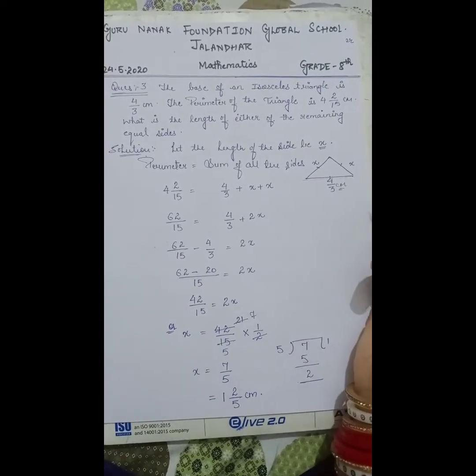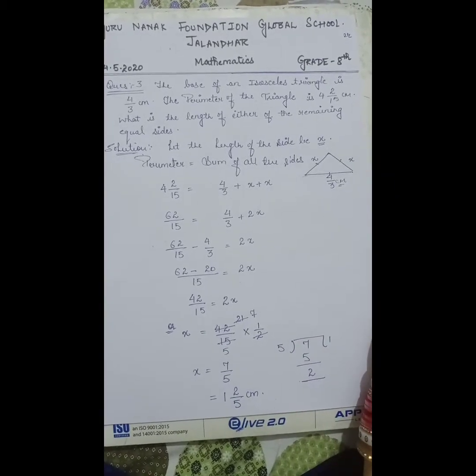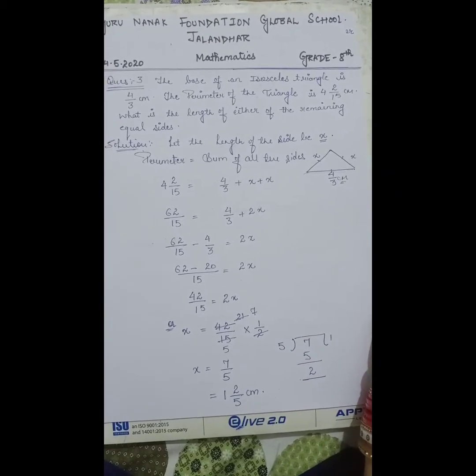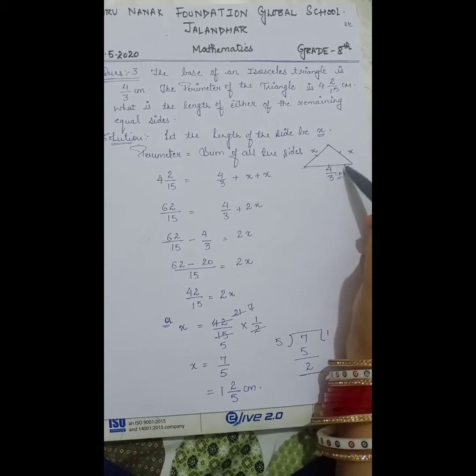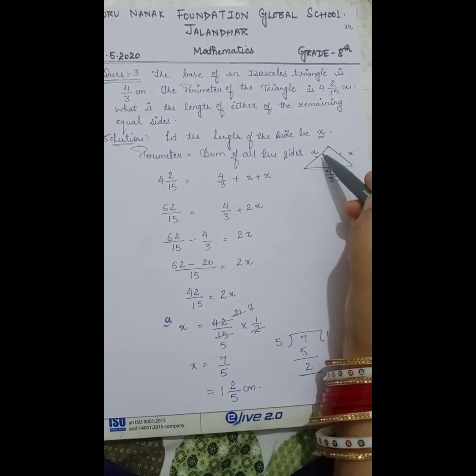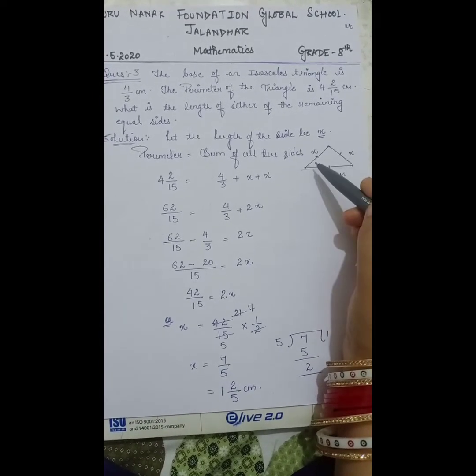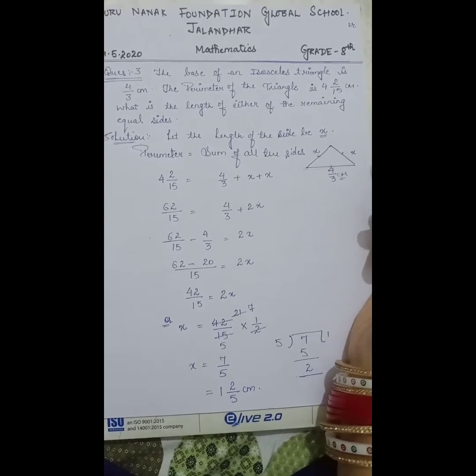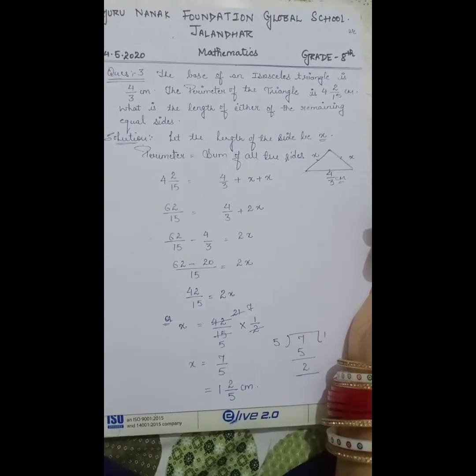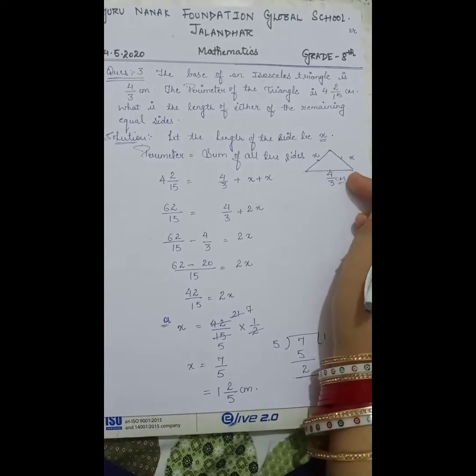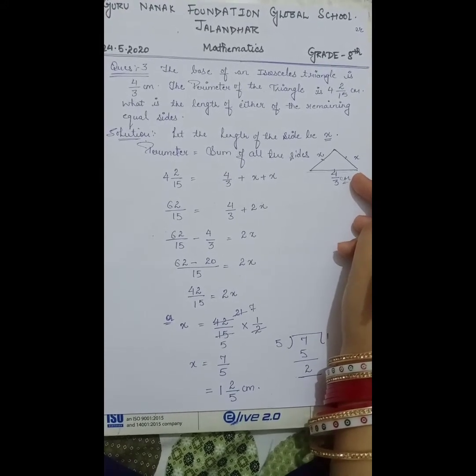Its perimeter is 4 2 by 15 centimeters. See, the perimeter of this triangle is given to you. You have to find the sides of the triangle. You just have to find one side of the triangle. The other one is the same because this triangle is an isosceles triangle. So let's start the solution.